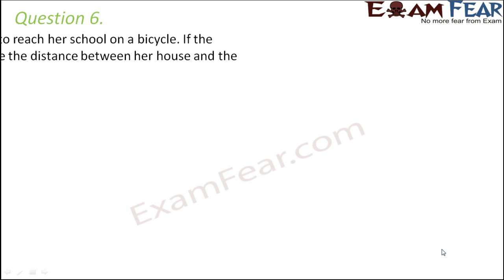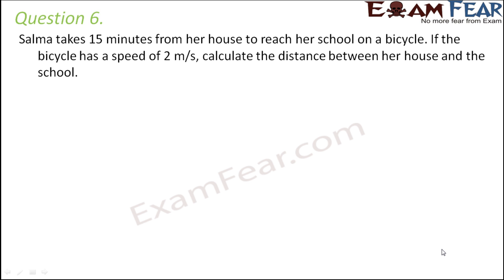Question number 6. Salma takes 15 minutes from her house to reach her school on a bicycle. If the bicycle has a speed of 2 meters per second, calculate the distance between her house and the school. So let's say this is her house and this is her school. So we have to find out the distance between the two.